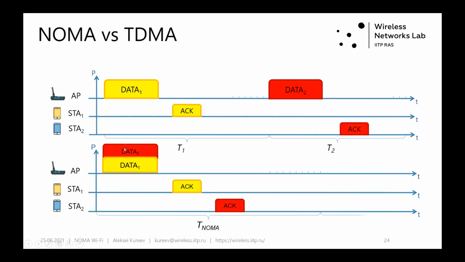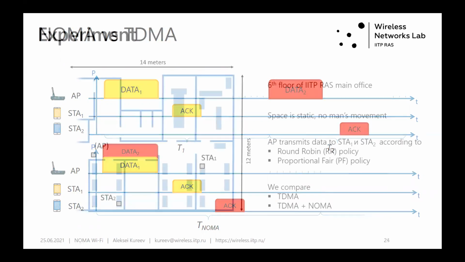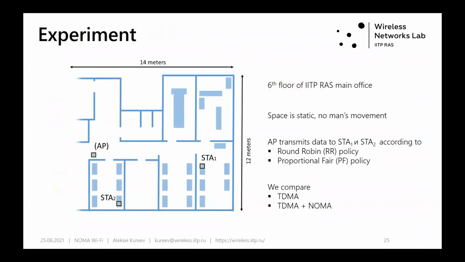But actually, this gain is not so obvious, because to transmit data in NOMA, we need to decrease the modulation and coding scheme that is used for orthogonal transmission. So the overall duration of transmission shortens, but the modulation and coding scheme becomes lower too, and we need to investigate the impact of NOMA usage.